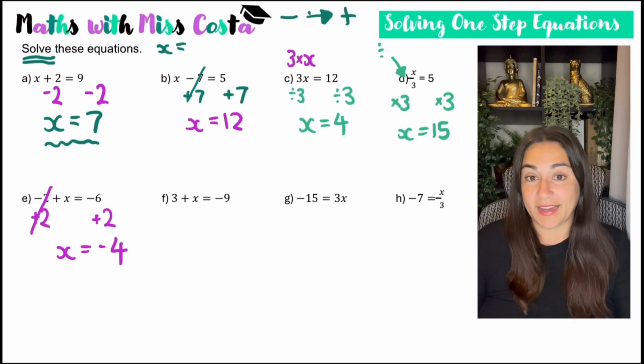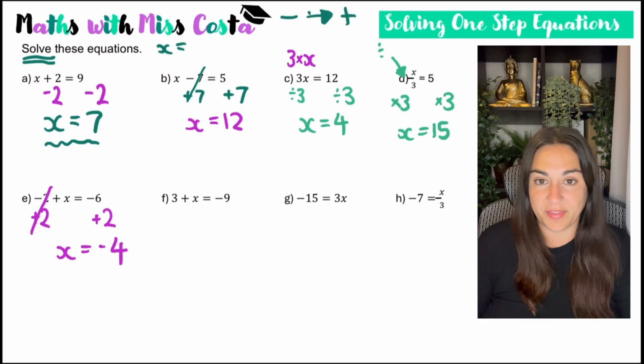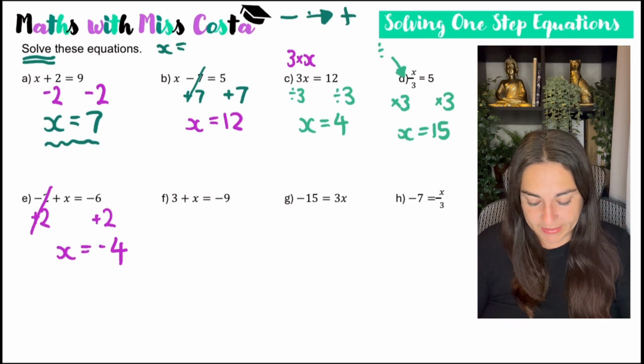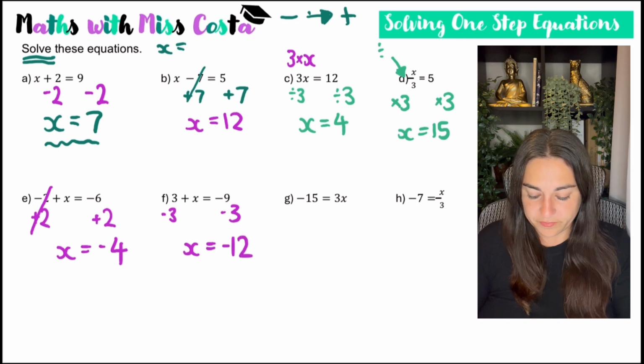Then I've got 3 plus x equals minus 9. At the moment, this is a positive 3, because if there's no minus in front of it, it's a positive. So I'm going to have to subtract 3 from both sides. So x is going to be minus 9 minus 3, which is minus 12. Now it doesn't matter which side the x is on.